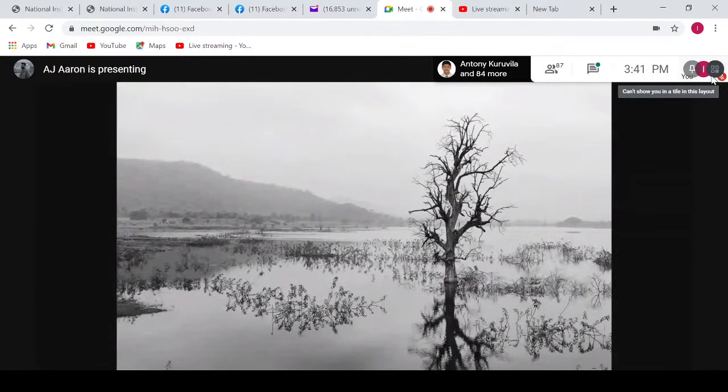Yeah. And what do you think if the tree had leaves on it? How different would it be? How different would it make you feel? And what does it make you feel now?